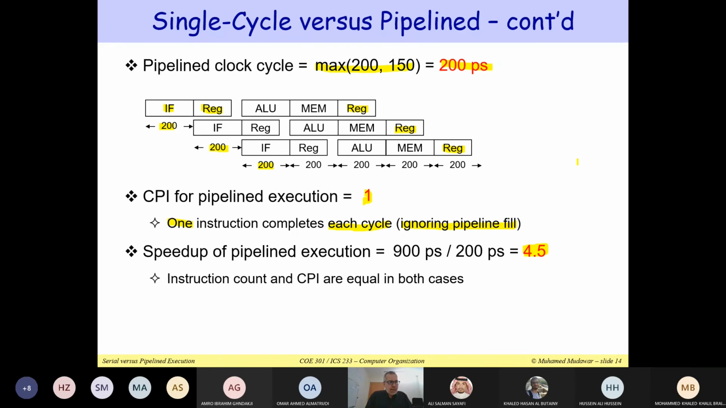Okay, so you can see that the instruction count and the CPI are equal in both cases, in the case of the single cycle as well as in the pipeline. Right. Doctor, what is the... yes, Ali, 4.5 speed up for just a MIPS pipeline processor? For using pipelining, yes. For using pipelining over the single cycle. Okay. For the MIPS. Yes, we are talking about this specific 5-stage pipeline.